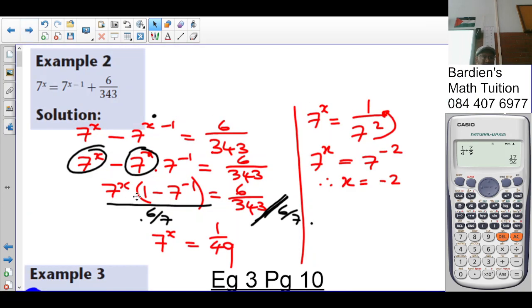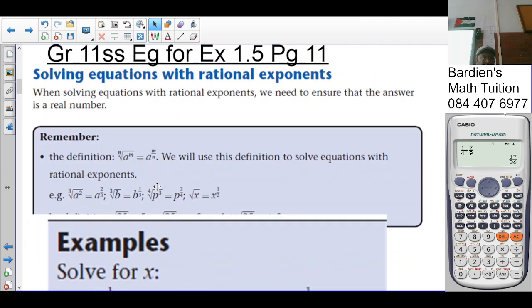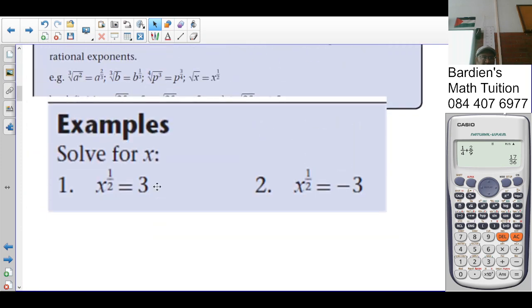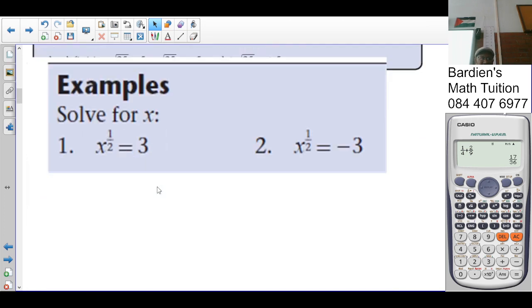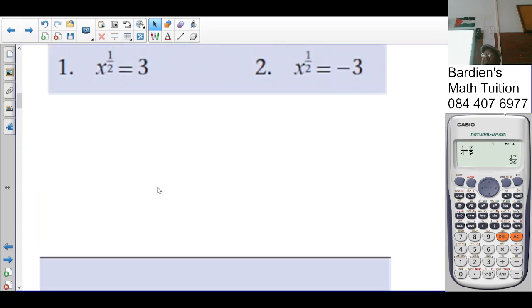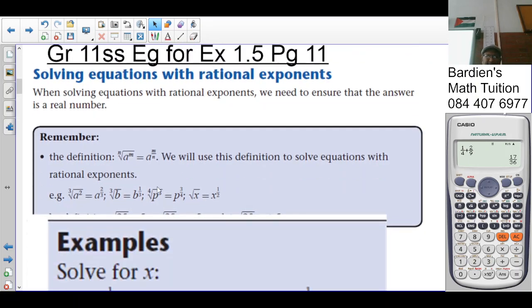So at this point we are looking at the examples for exercise 1.5 on page 11. Is that correct? This is 1.6. It's right, 1.5. Okay.